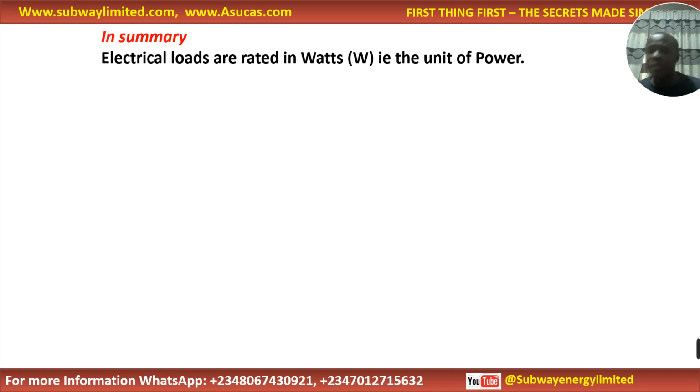So in summary, electrical loads are rated in watts. That is the unit of power.